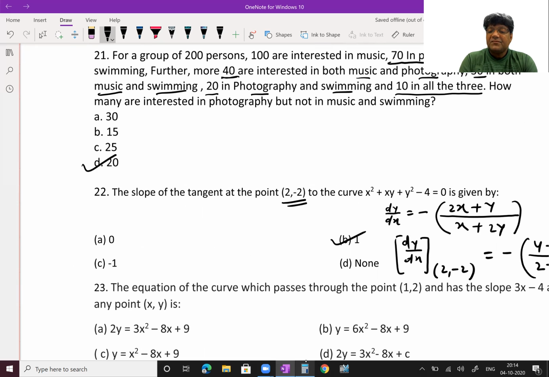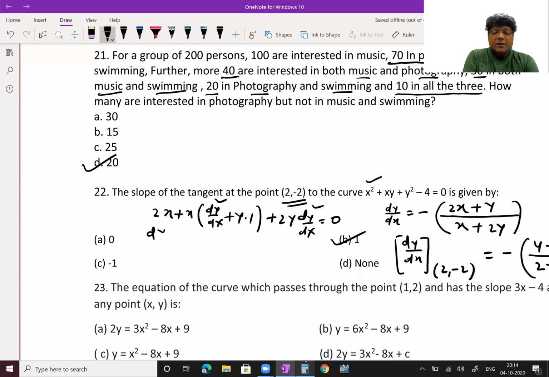Check. x square derivative is 2x. xy, product rule: you will do x into d/dx of y, dy by dx, plus y into d/dx of x, 1, plus d/dx of y square, 2y into dy by dx, and derivative of 4 is 0, equal to 0. So from here and here dy by dx will be taken common. It will be dy by dx into x plus 2y is equal to, 2x will go that side, and this y.